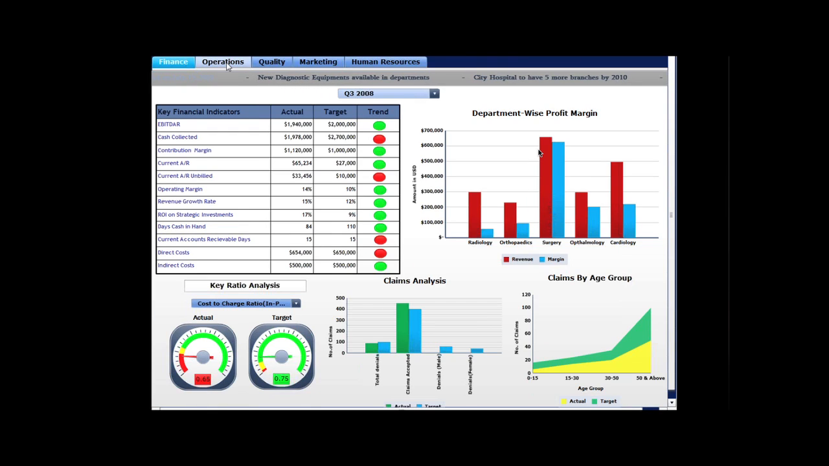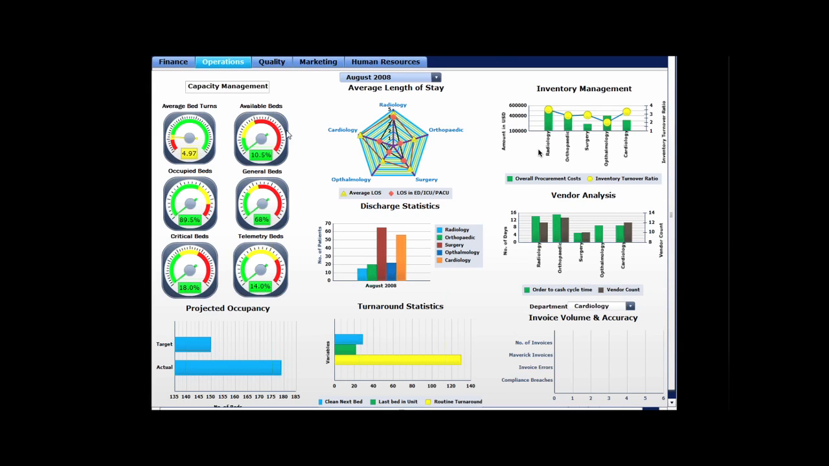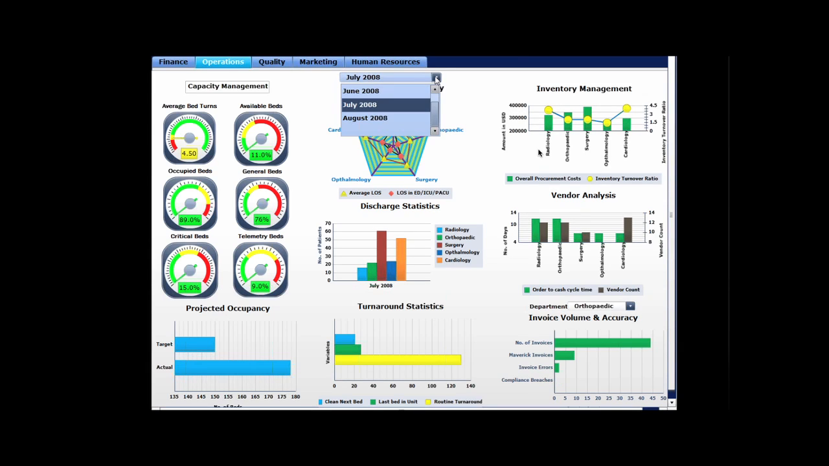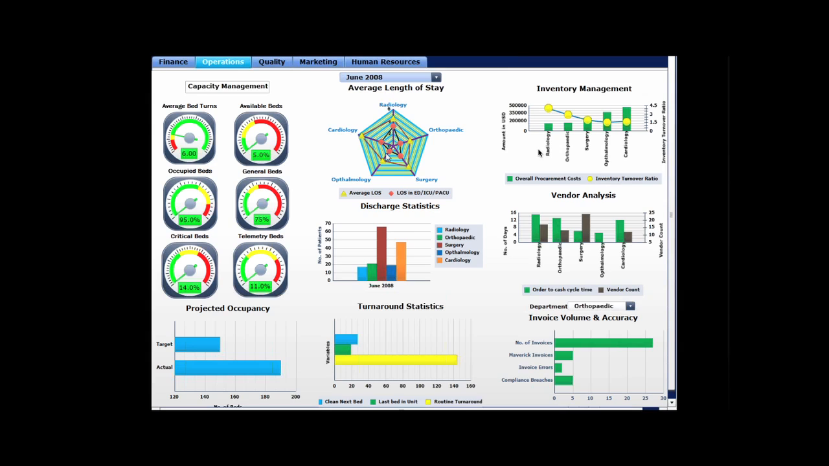The same way with operations, you can look at capacity management by various departments, and you can also see the average length of stay, the patients, and how that's progressing or regressing over a period of time. And you can build in various KPIs, the discharge statistics, projected occupancy over a period of time.